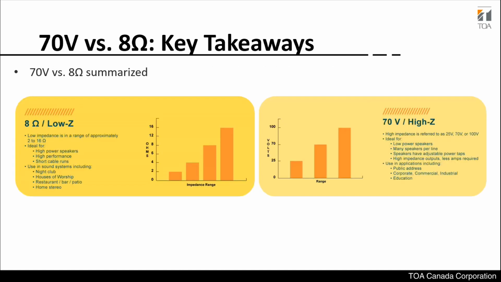And we have summarized charts for 70-volt and 8-ohm systems. So for 8 ohms, you can see the impedance range starting from 2 ohms to 16 ohms. And for 70 volts, we have a 25-volt system, usually in schools. 70 volt is mostly in the North American market, and 100 volts in European and other markets.